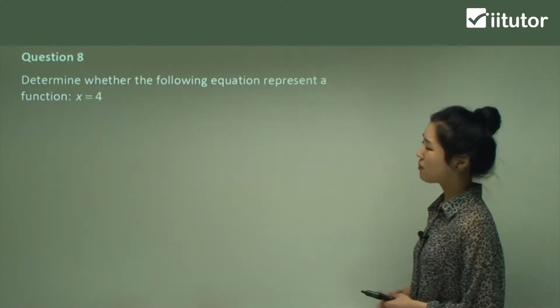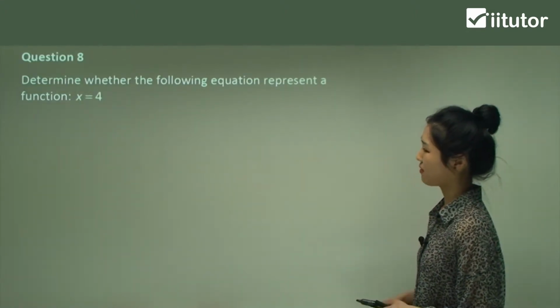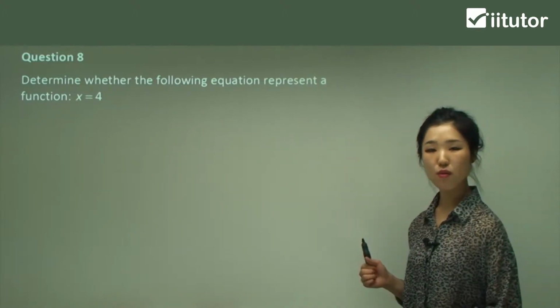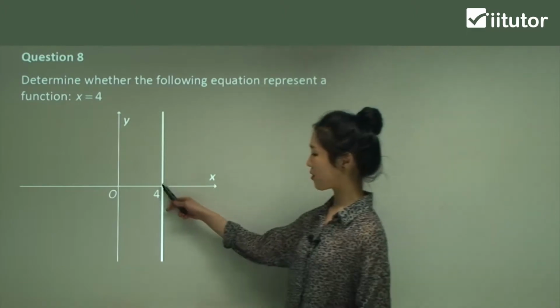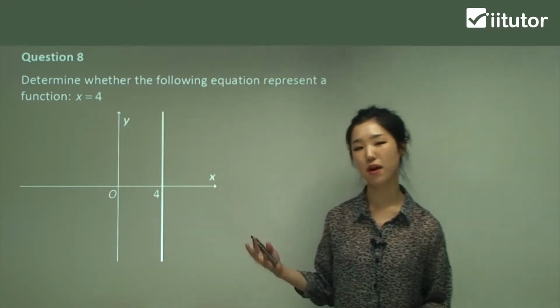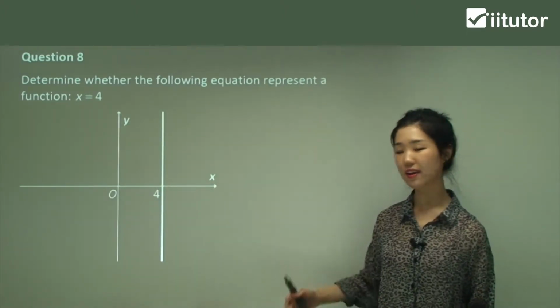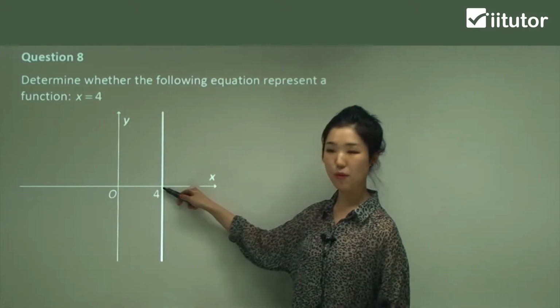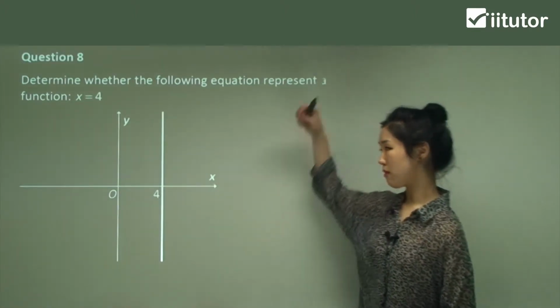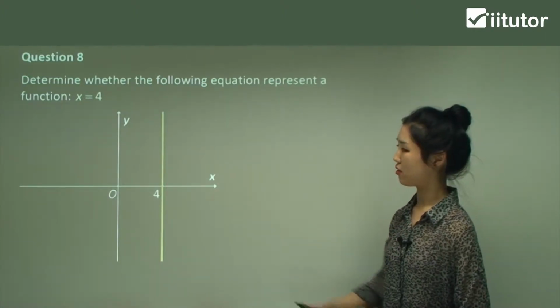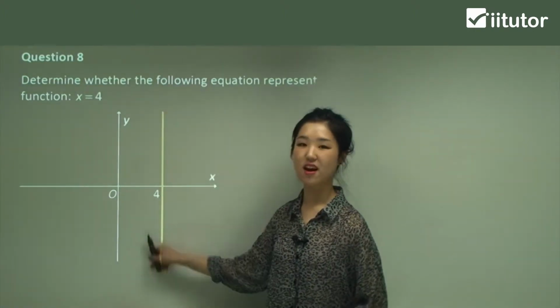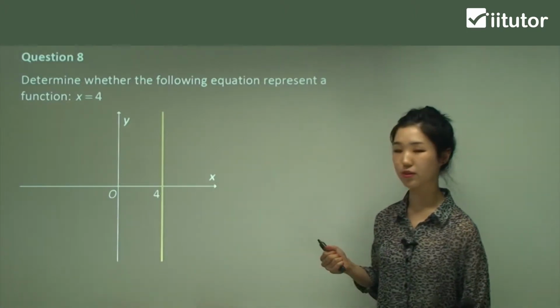Question 8, determine whether the following equation represents a function. Now x equals 4, how do we sketch that, guys? Just like that. x is 4 is here, and remember if x equals some number, it's always going to be a vertical line. So I drew a vertical line at 4. Now I'm going to simply drop a vertical line on that graph. If I put a vertical line, it's going to actually cover the graph because they're both vertical.